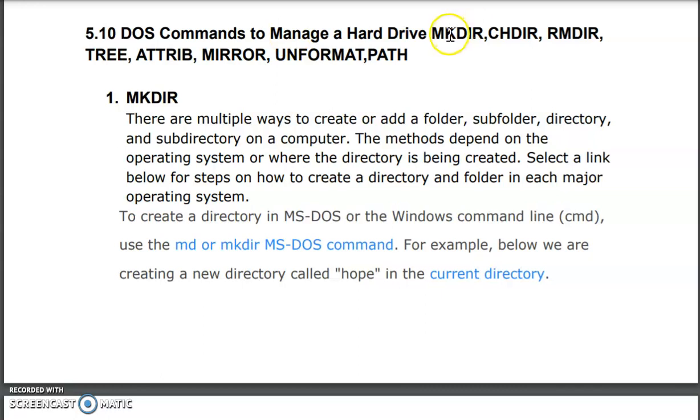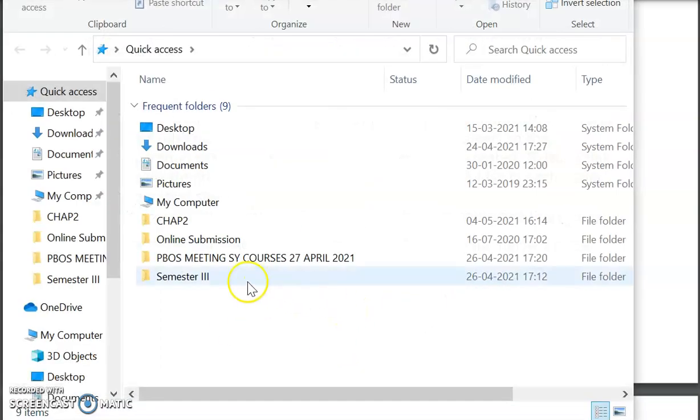Now the first command is the MKDIR command. MKDIR, its name is indicating MK means make. Now what are we making? We are making the directory. What is a directory? A directory is a folder that can contain multiple folders, or it can contain any files also. So for example, let's go to some directories, then you will understand.